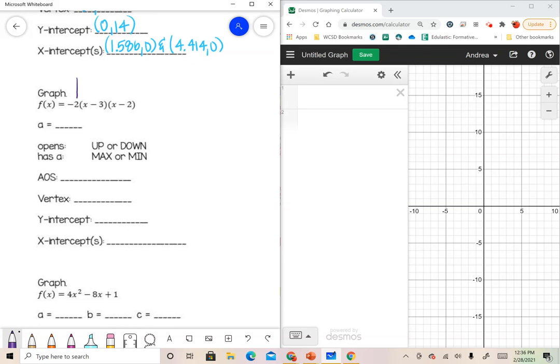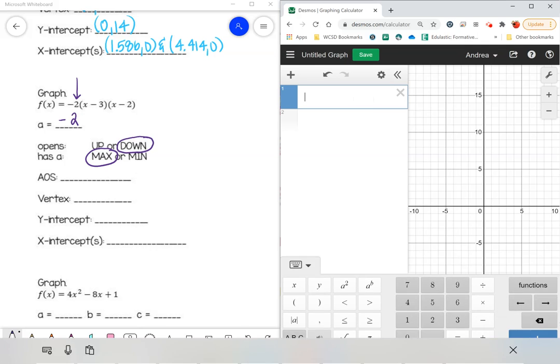Okay, let's try my next example. A, again, what's in front of that parentheses? So it's -2. So if it's negative, it means it's going to open down. And that means it's going to have a maximum when I put it in. So I'm going to type it into Desmos.